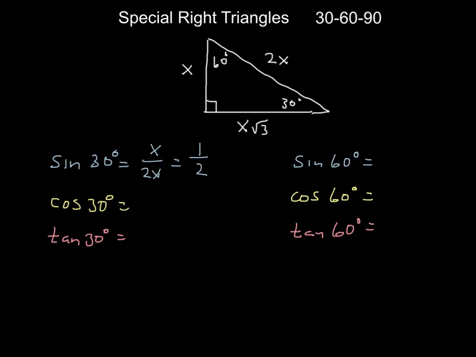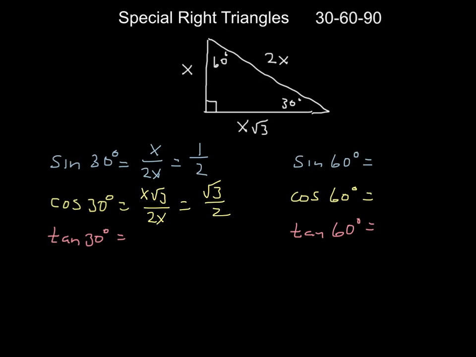The cosine of a 30-degree angle. Cosine is adjacent over hypotenuse. And so the cosine of that 30-degree angle is going to be x times the square root of 3 over 2x. And when I reduce that, I get square root 3 over 2.